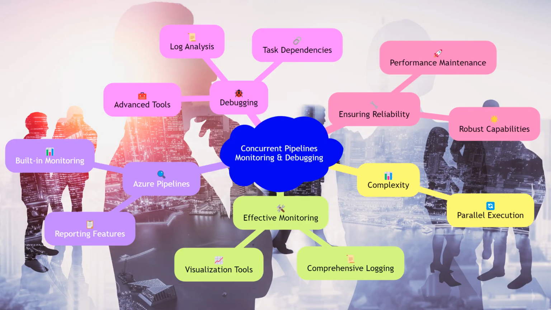Monitoring and debugging concurrent pipelines can be more complex than sequential pipelines due to the parallel execution of tasks. Effective monitoring requires comprehensive logging and visualization tools that can provide insights into the performance and status of concurrent tasks. Azure Pipelines offers built-in monitoring and reporting features that help track pipeline execution and identify issues. Debugging concurrent pipelines may involve analyzing logs, tracing task dependencies, and using advanced debugging tools. Ensuring robust monitoring and debugging capabilities is essential for maintaining the reliability and performance of concurrent pipelines.